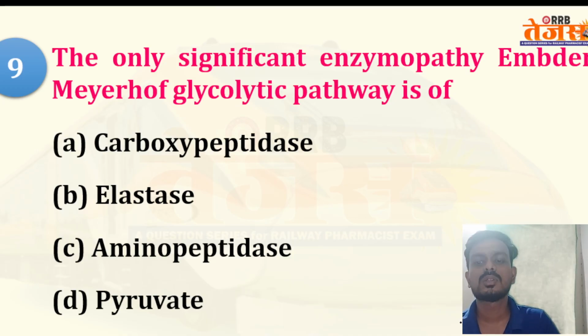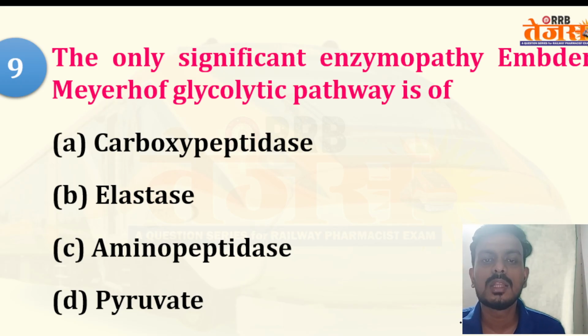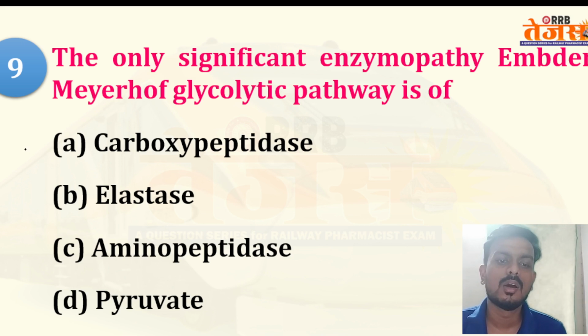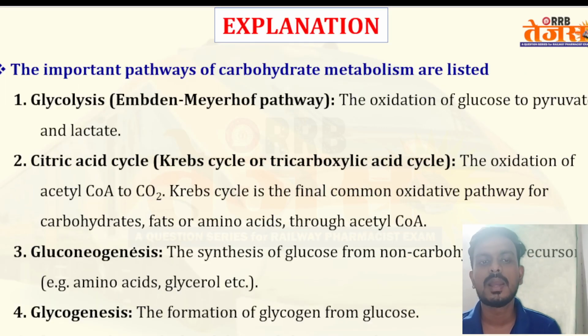Coming to the next question: the only significant enzymopathy of the Embden pathway is of carboxypeptidase, elastase, aminopeptidase, or pyruvate kinase. The right option is pyruvate. So what is this pyruvate? Glycolysis means oxidation of glucose into pyruvate and lactate. So this oxidation will lead to the formation of pyruvate.